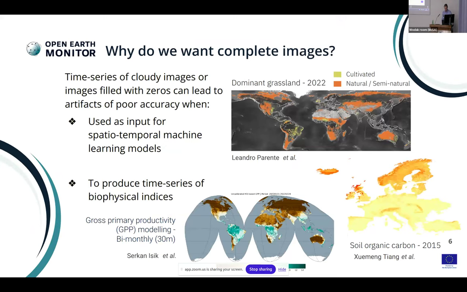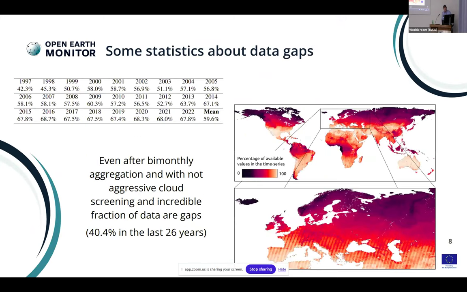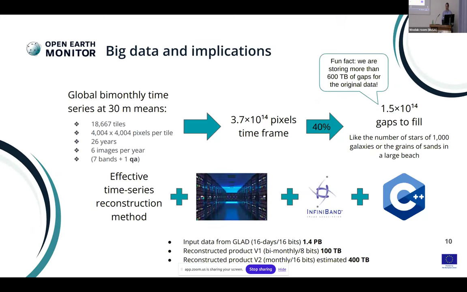We produce the entire Landsat dataset using the products from GLAD already available. This is quite a big amount of data. It's about 1 terabyte for the entire world: the last 26 years, 6 images per year, time series, and all the bands, 7 bands plus 1 QA. And we are currently hosting it in our own cloud storage, to which we now give you access.